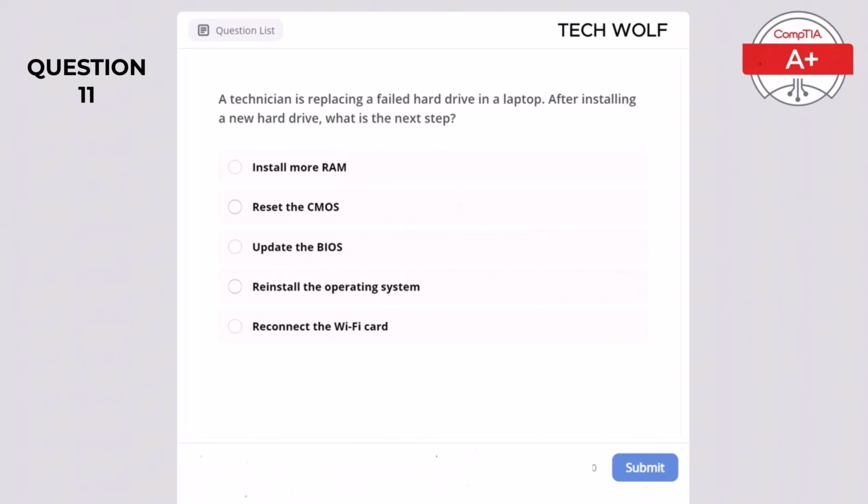A technician is replacing a failed hard drive in a laptop. After installing a new hard drive, what is the next step?